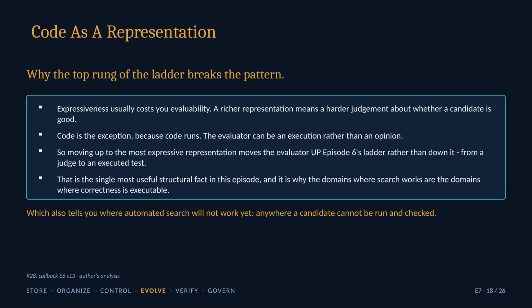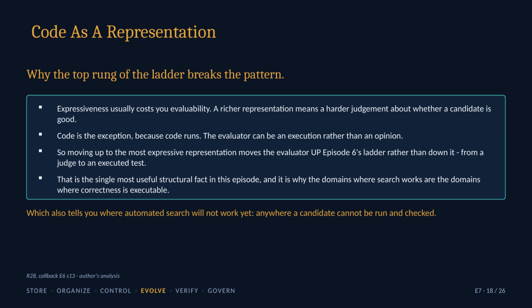Now the point slide 5 deferred. Expressiveness usually costs you evaluability, a richer representation means a harder judgment about whether a candidate is any good. Code is the exception, because code runs. The evaluator can be an execution rather than an opinion.